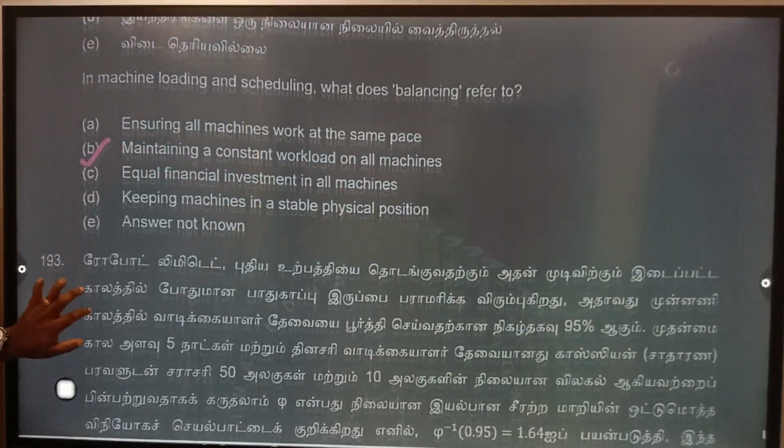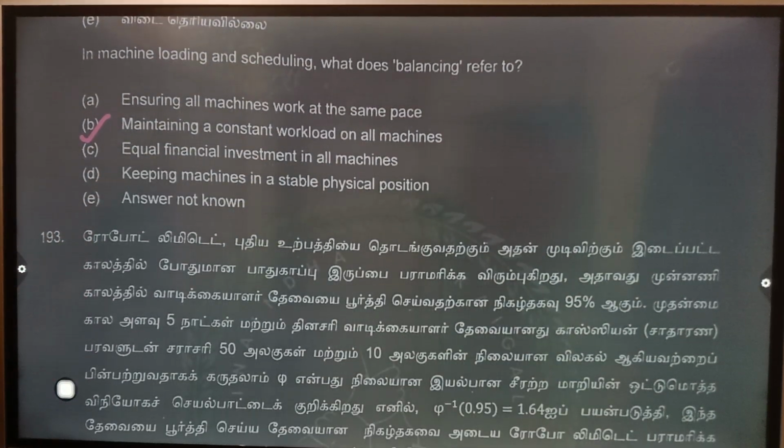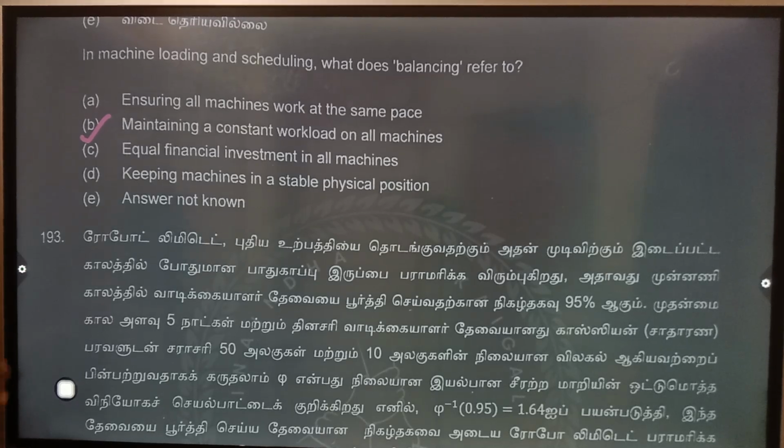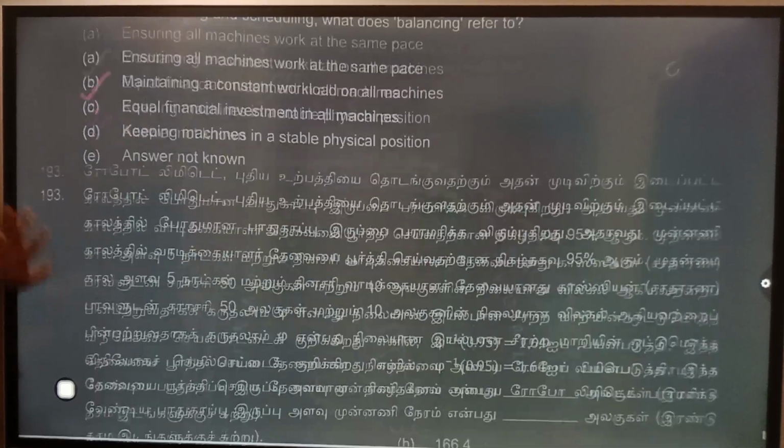192. In machine loading and scheduling, what does balancing refer to? Maintaining a constant workload on all machines. Okay, that is what they call balancing.